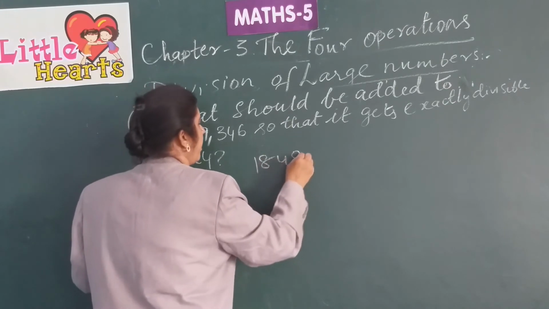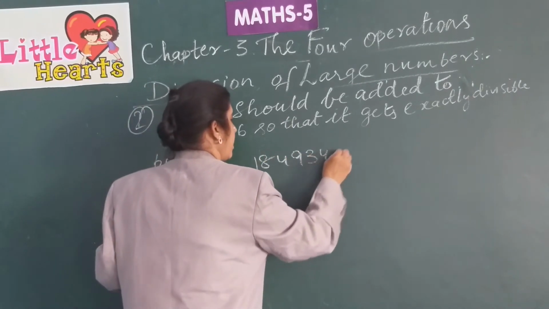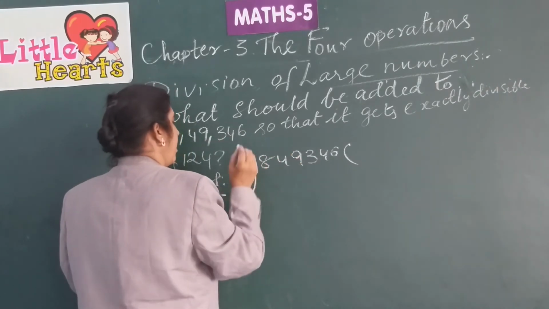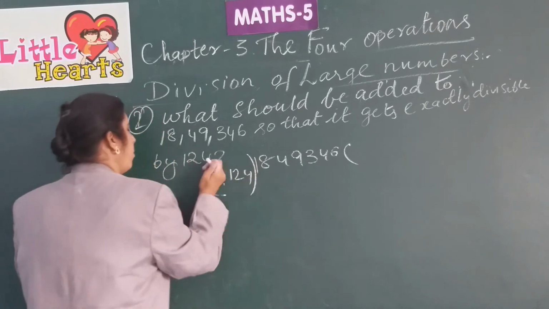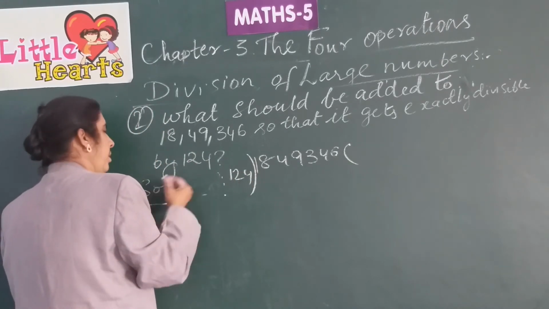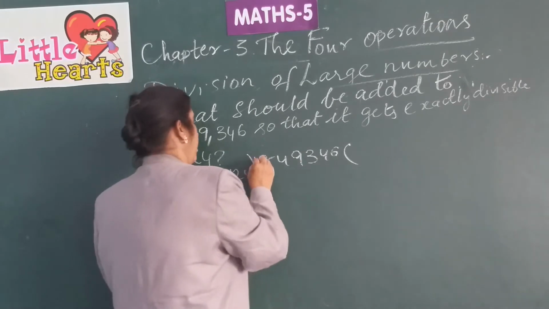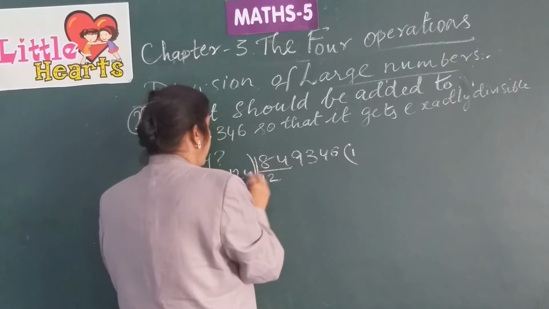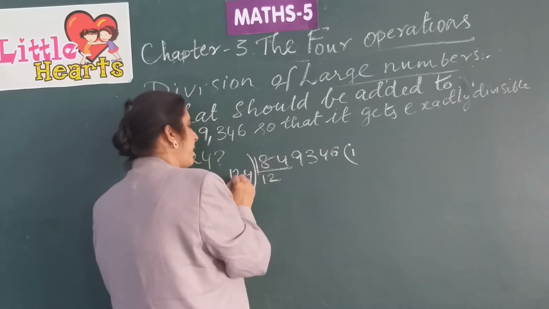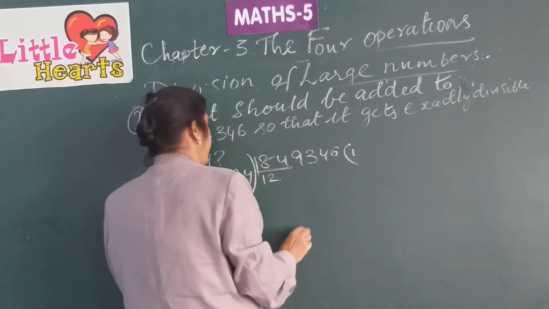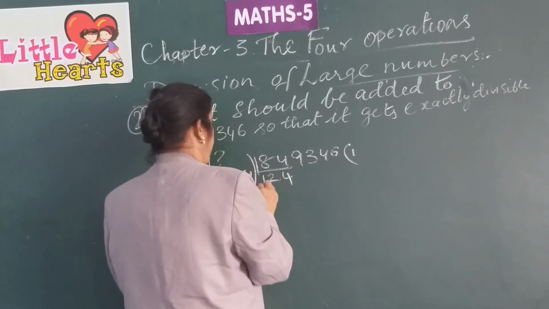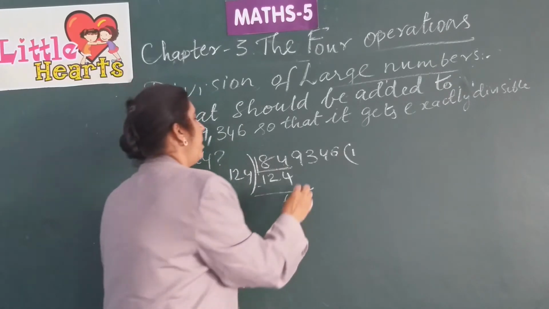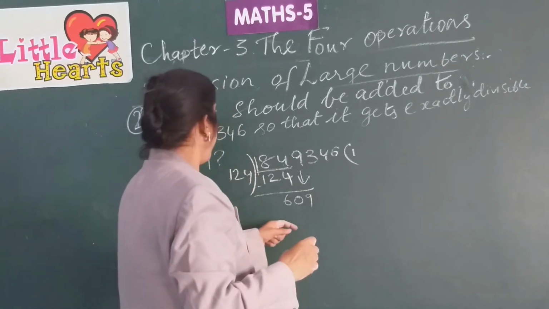This is the dividend. Divisor is 124. 124 ones are 124. As the divisor is 3 digits and the first 3 digits are greater than the divisor, go with only 3 digits. 124. 4 minus 4 is 0, 8 minus 2 is 6. And bring down 9, 609.